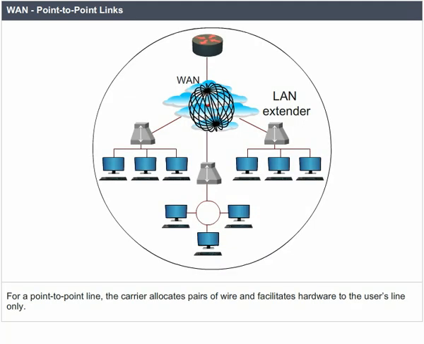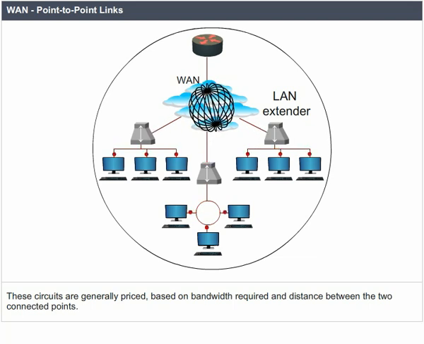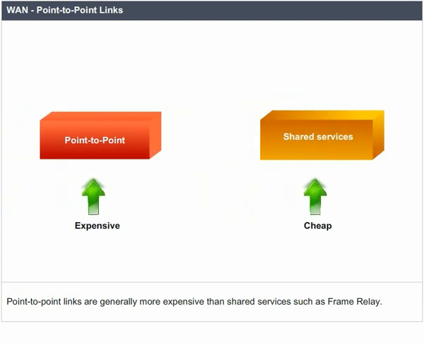From a point-to-point line, the carrier allocates pairs of wire and facilitates hardware to the user's line only. These circuits are generally priced based on bandwidth required and distance between the two connected points. Point-to-point links are generally more expensive than shared services such as frame relay.